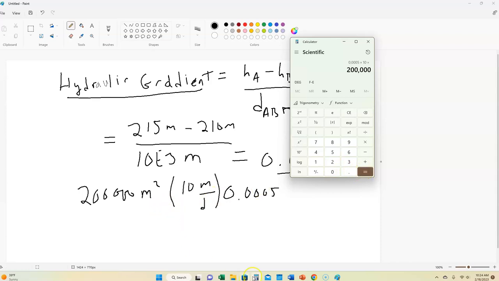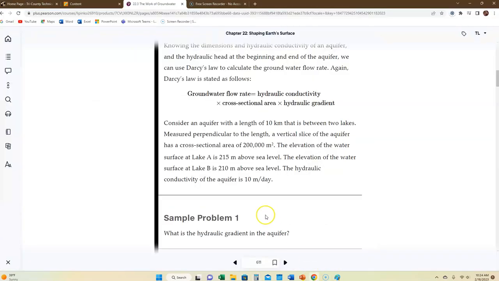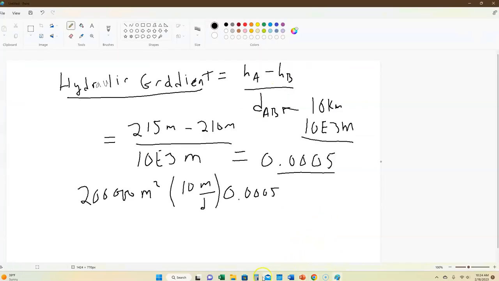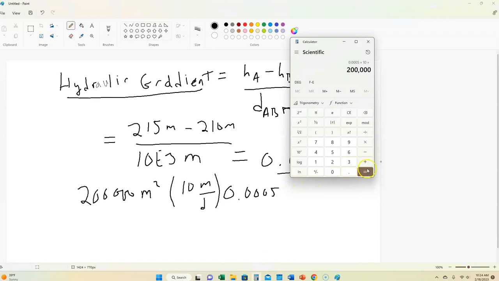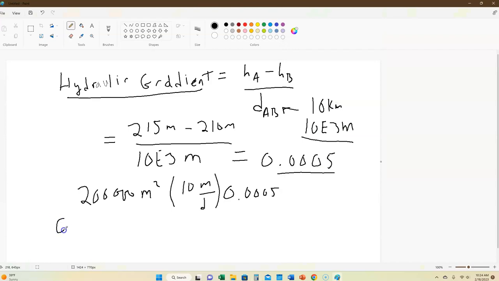Remember what we're going to calculate, what's called the groundwater flow rate. So let's go ahead and do that. Once I hit equals, that'll give me the groundwater flow rate. All right, and so that's what it is. I'll write it out here. We've solved Darcy's law. Groundwater flow rate.